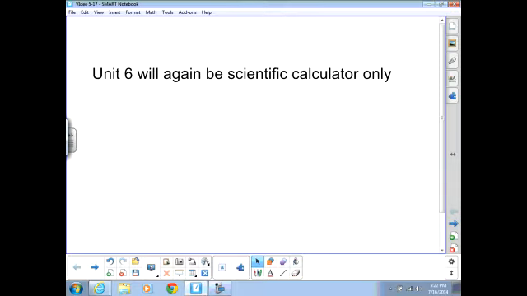So the new unit will be starting next class period. Unit 6 is going to be another scientific calculator only unit. We'll be doing some graphing in it, and we'll need to be able to figure out the things with the graphing algebraically. That's why you won't be able to use your graphing calculator.